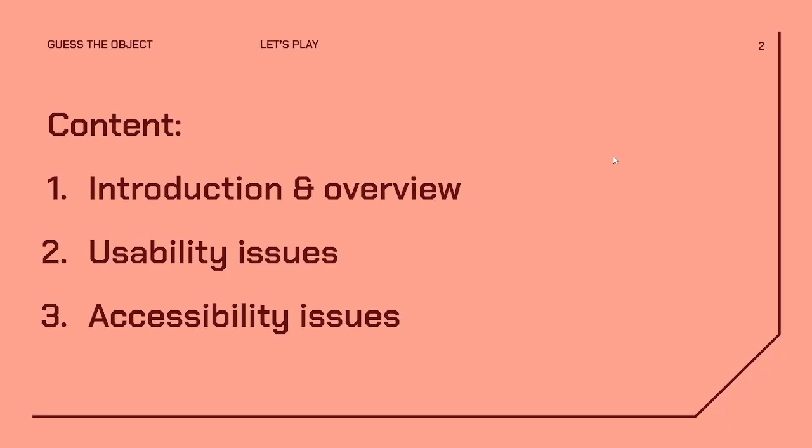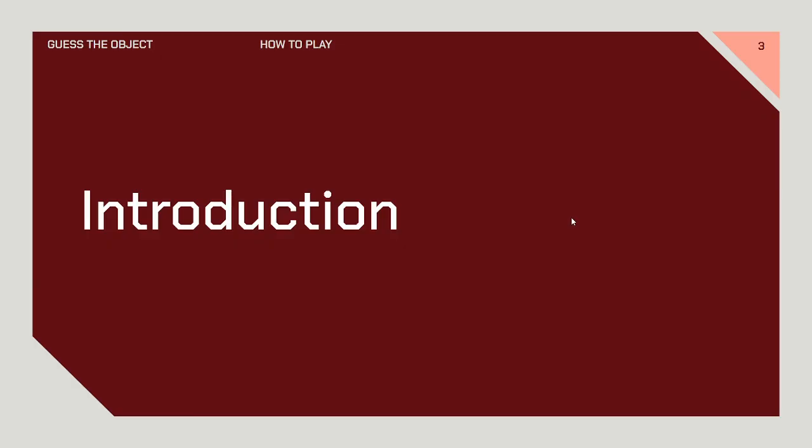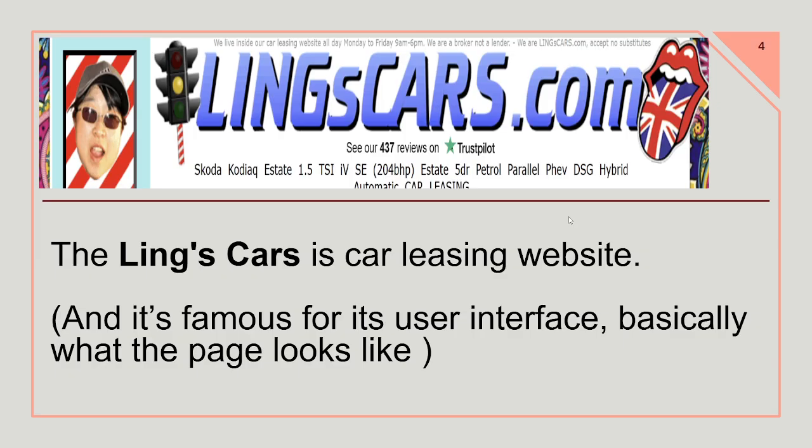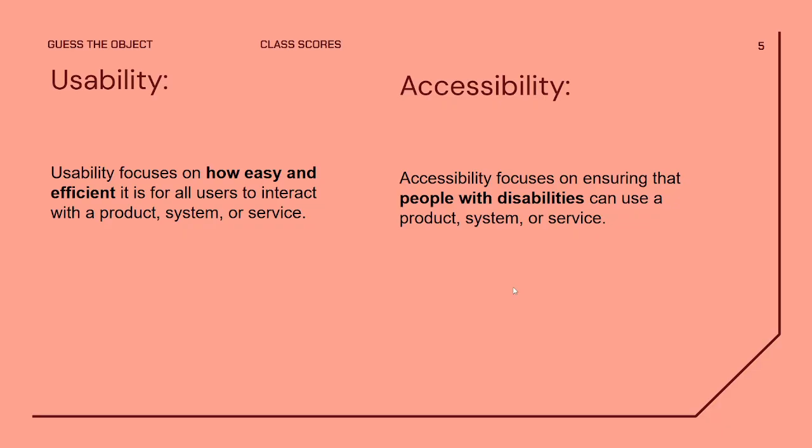And the presentation will be mainly divided into three parts. The first part is the introduction, the second is the usability issue, and the third part is the accessibility issue. Starting with the introduction, Links Cars is a car leasing website, and it's famous for its user interface because it's just so bad. And basically, what we mean by user interface here is what the page looks like.